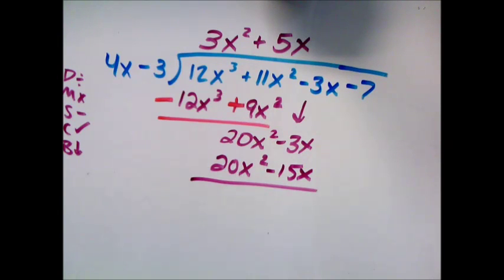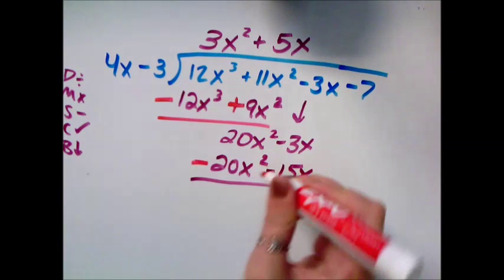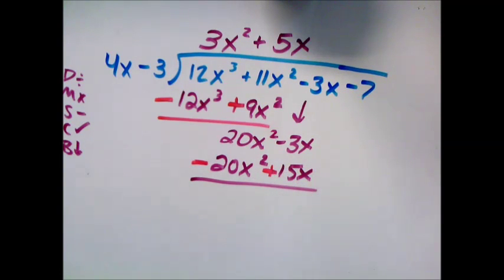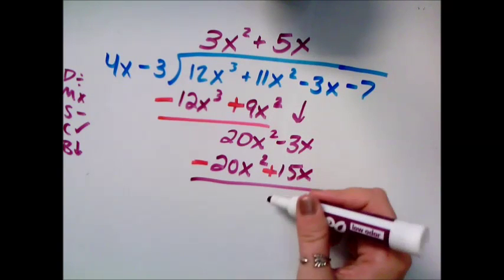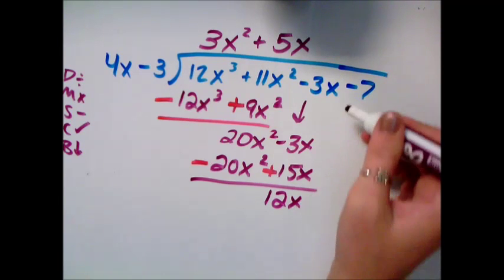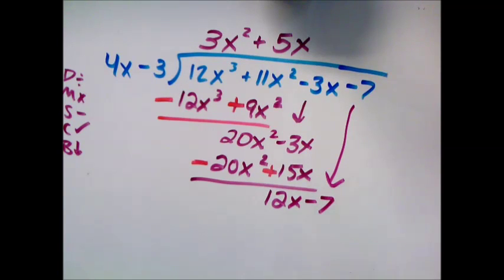And so now for subtract, don't forget I'm subtracting the whole thing. So this is minus, and it turns that one to plus. So now I can just treat it like addition. That definitely makes it easier than the minus and negative. So this ends up being 12x, and then bring down the minus 7.